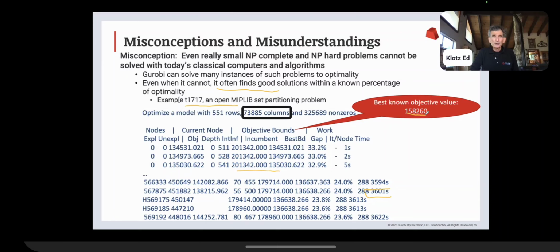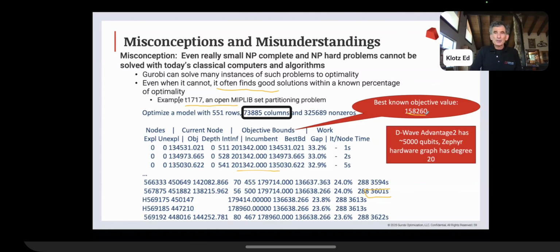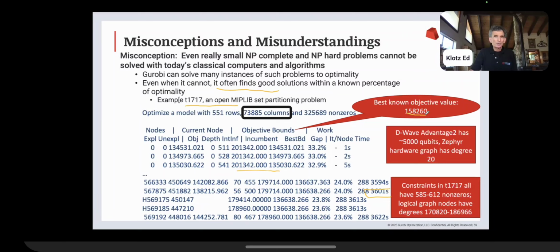And I should also mention that this model has over 73,000 binary variables. The current state of the art for qubits on a quantum annealer is roughly 5,000. And the hardware graph has degree 20. On this model, it's going to be really hard to fit 73,000 binary variables into the 5,000 qubits without a lot of decomposition or other really clever work.